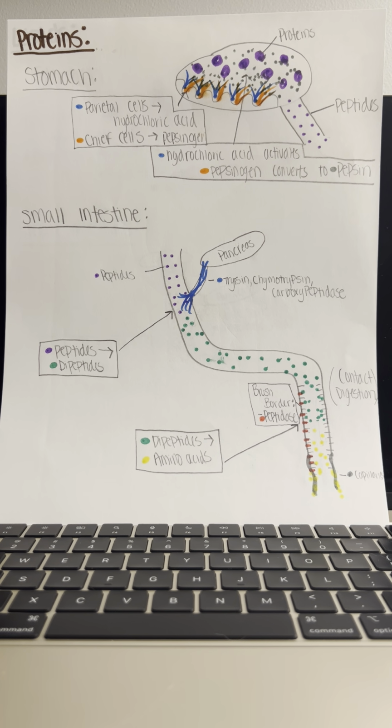The trypsin, chymotrypsin, and carboxypeptidase are transported into the small intestine from the pancreas and break down the peptides into dipeptides. The dipeptides go through contact digestion with the brush borders of the microvilli because they contain peptidase, which breaks them down further into amino acids. Amino acids are then absorbed into the capillaries.